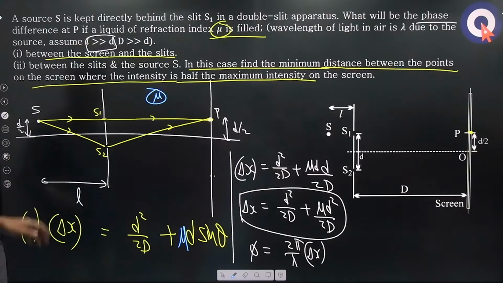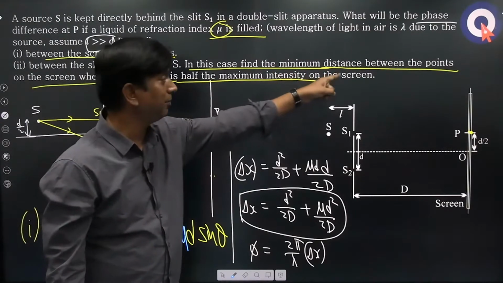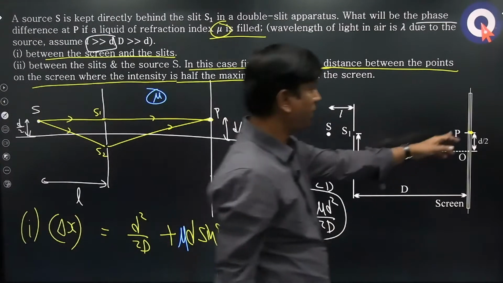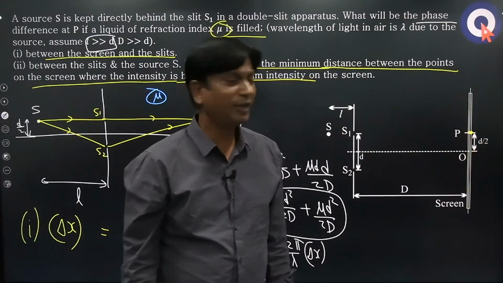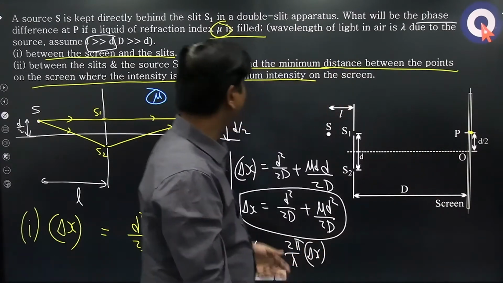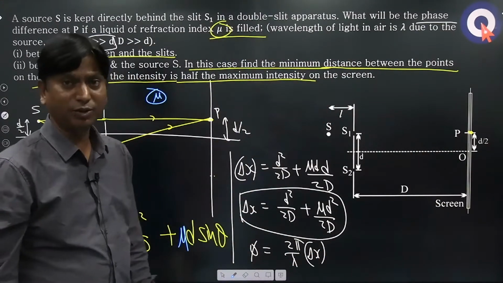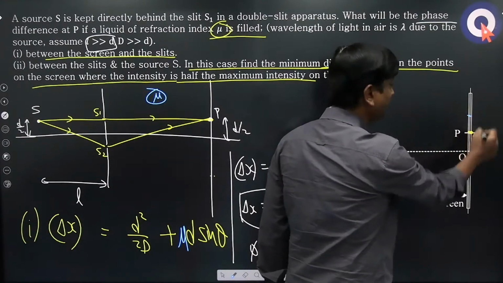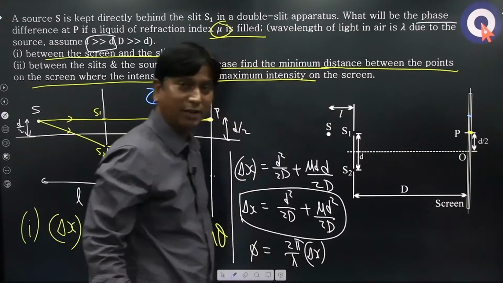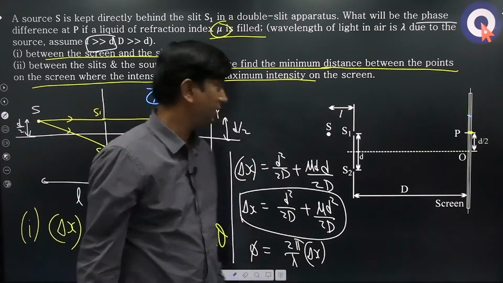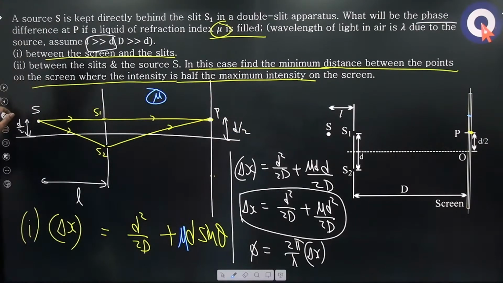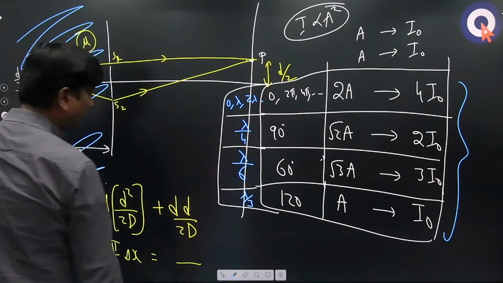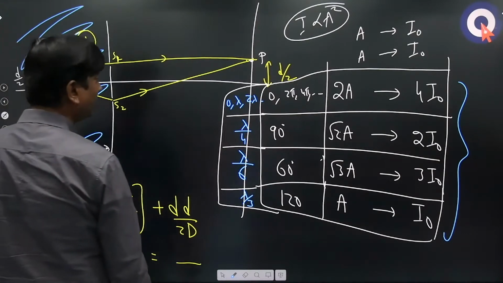But in this case, find the minimum distance between the points on the screen where the intensity is half the maximum intensity. So not this point P, maybe some other points where you will be getting the intensity as half of the maximum intensity. So you have to take some other point here which is at a distance of y, right or not? You have to get the value for y. So that time, whenever you are finding this d sine theta, in place of sine theta, you are putting d by 2.